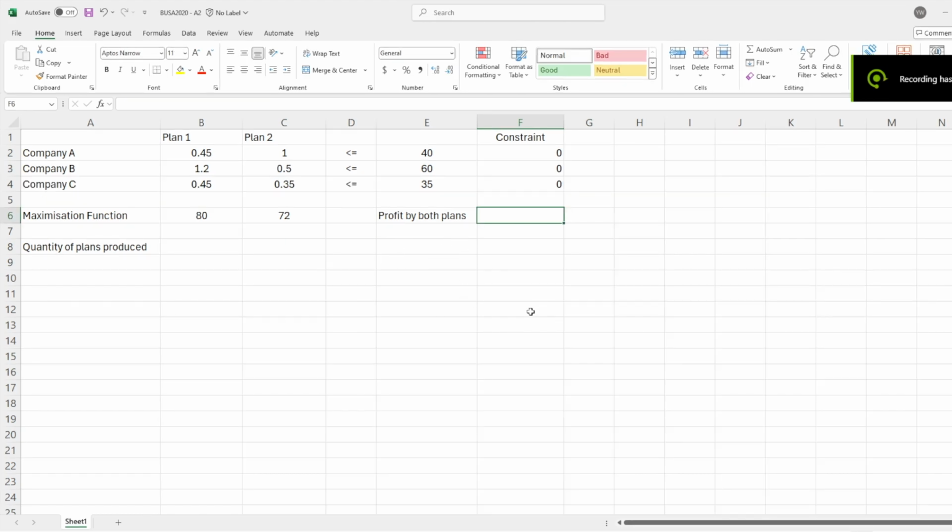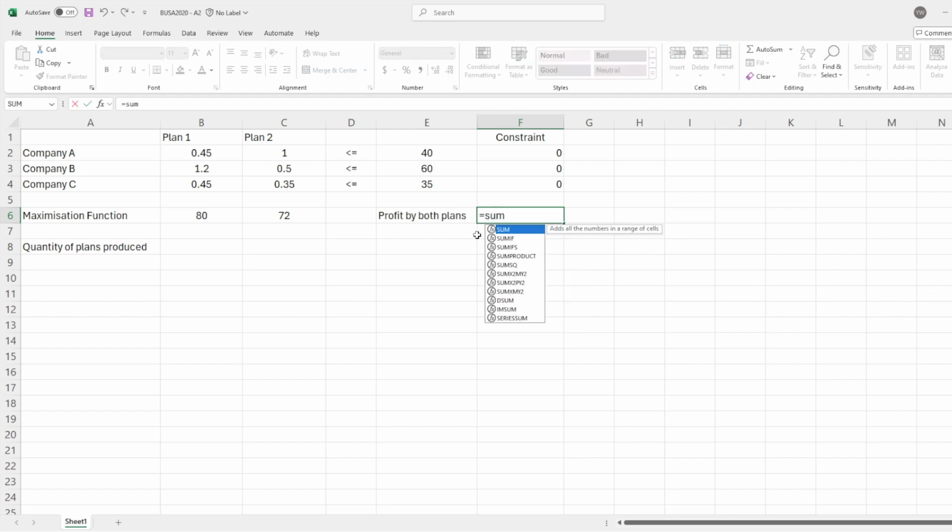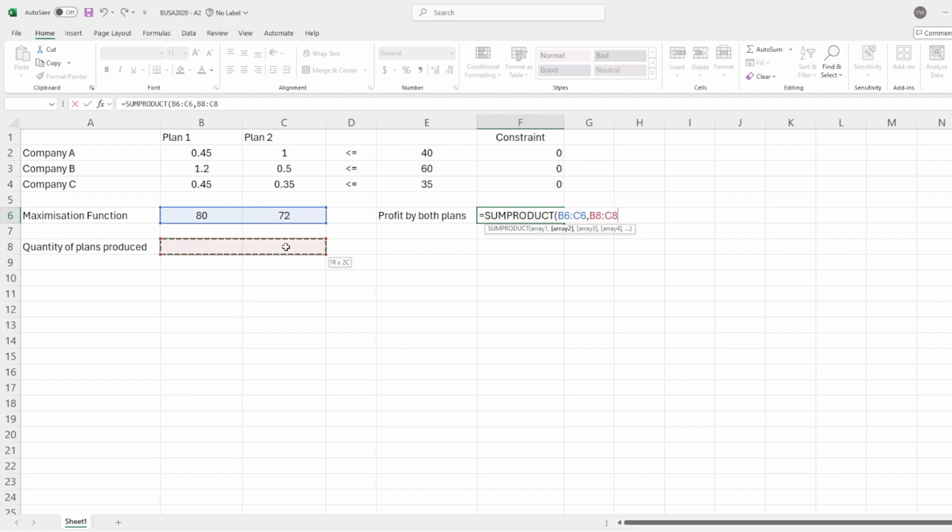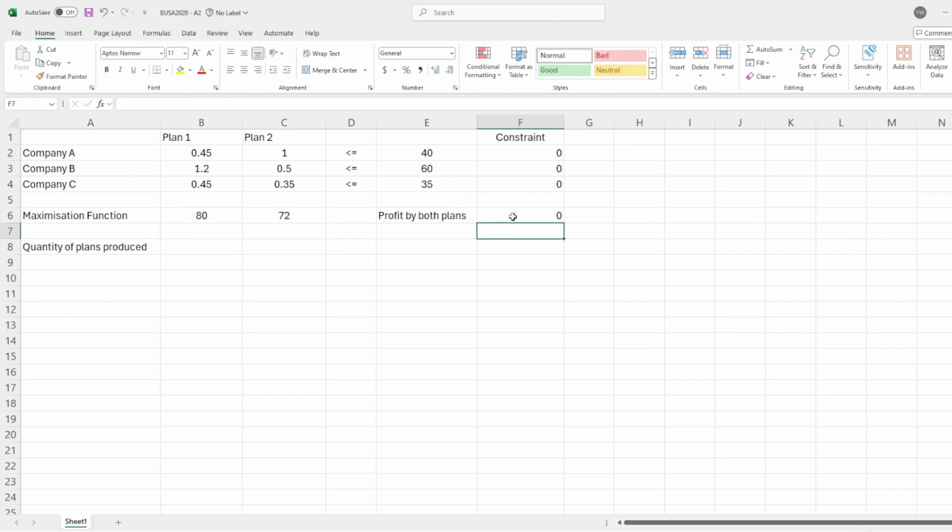After sorting out the constraints, we need to finalize the maximization function so it can be used to find our suitable quantity of plans to be produced. To do that, we would use the SUMPRODUCT formula again, and this time we will be multiplying our maximization variables by the suitable quantities to be produced of each plan in these 2 cells. And now we have our formula completed. So now we can find out how many of each plan we need to produce to make a profit for Optus.